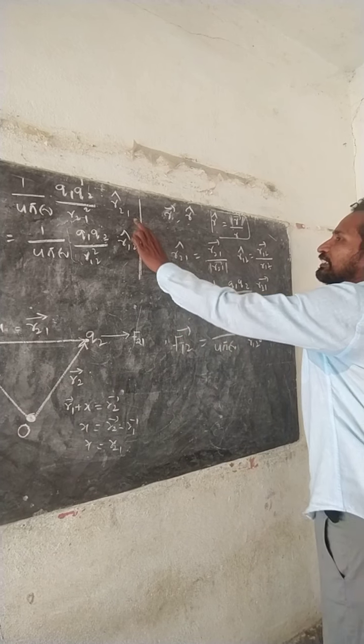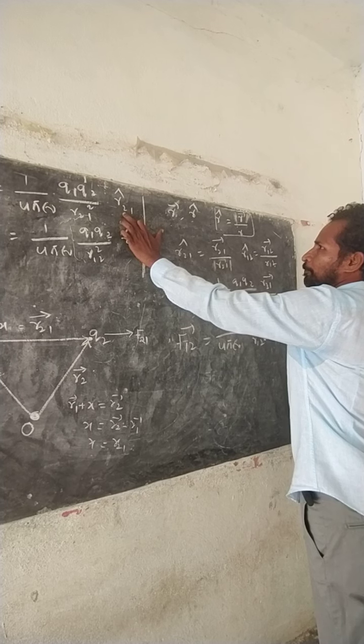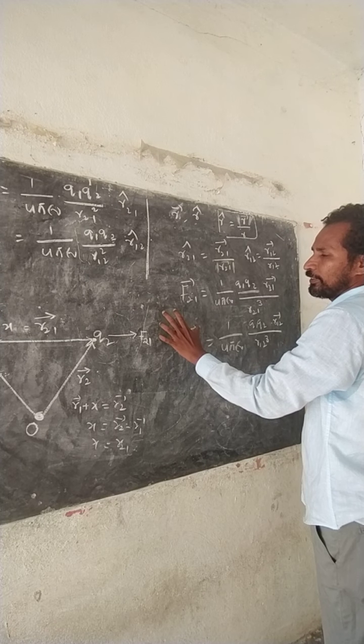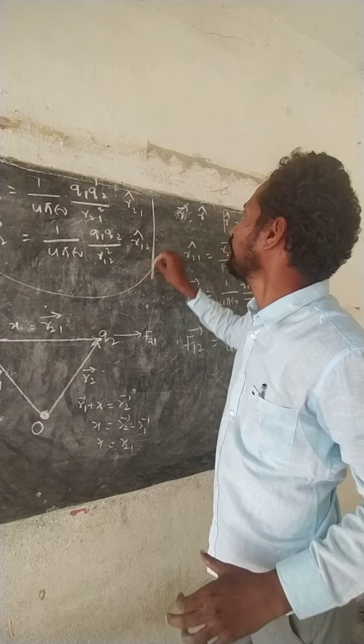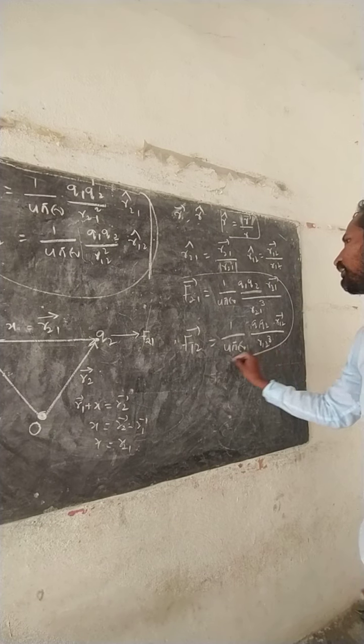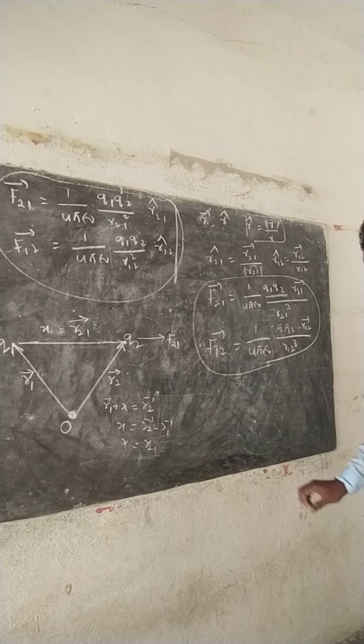Don't get confused here, we just substituted the unit vector formula. So if they ask for the vector form of Coulomb's law, you can write this one or this one. The choice is yours.